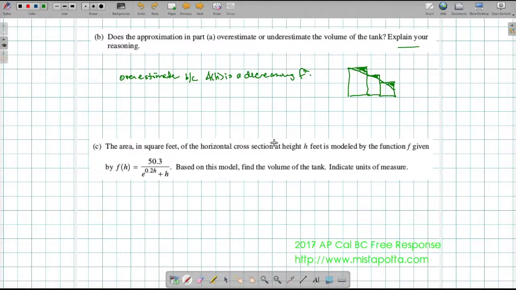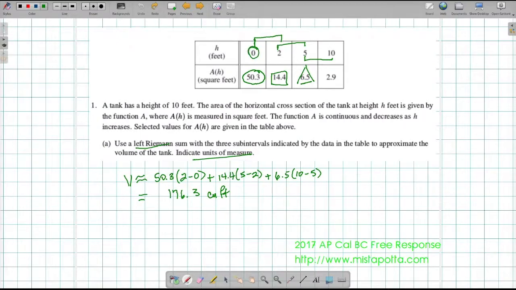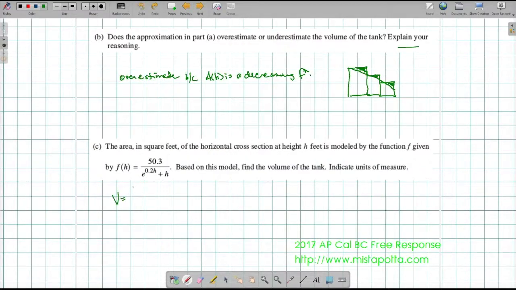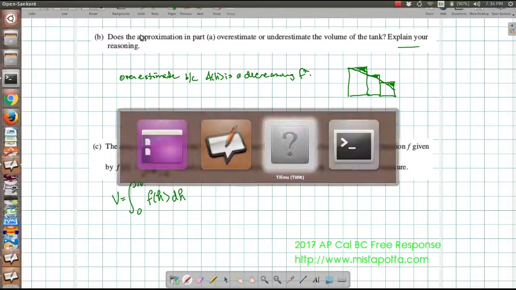There's our justification. On part C, it says the area in square feet of the horizontal cross-section at height h is modeled by the function f, given by f of h equals this. And it says, based on the model, find the volume of the tank and indicate units of measure. So keep in mind, from our table, we know that we're going from 0 feet to 10 feet. So our volume is going to be the definite integral from 0 to 10 of our function f of h with respect to h. So we're going to go to our calculator real quick.